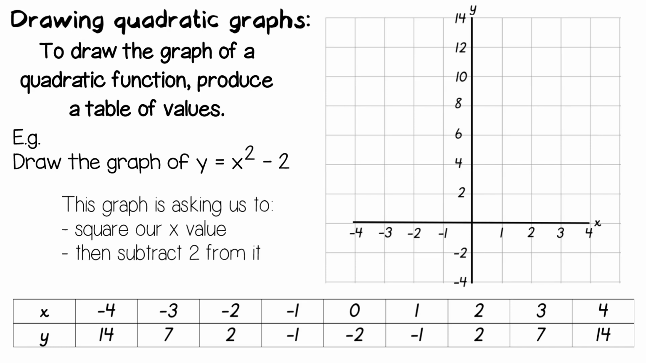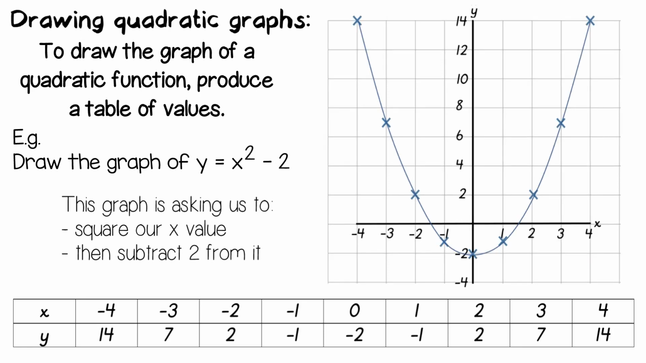And then finally, you can plot those points as coordinates on your graph, and then just make sure to join your points across. And that's virtually all you're doing to draw a quadratic graph.